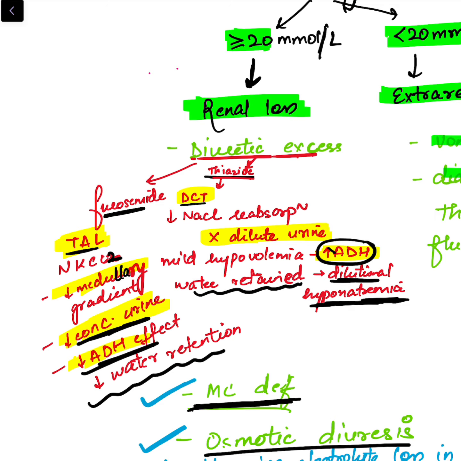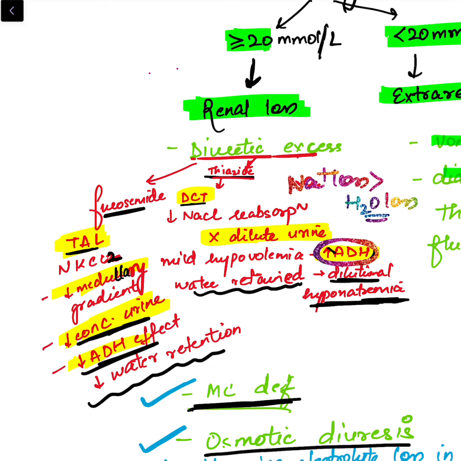Thiazide diuretics act on the distal convoluted tubule. This decreases sodium chloride reabsorption, so sodium loss will be more than the water loss. This sodium loss decreases the effective circulatory volume, and this increases the ADH release.